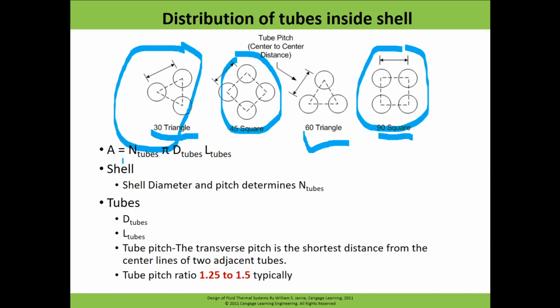When we find the area for heat transfer, the total area for heat transfer becomes the number of tubes multiplied by pi d L. And the number of tubes depends upon the shell diameter. Here you need to notice that the tube pitch, which is the center to center distance of two tubes, can typically vary from 1.25 to 1.5 times the diameter. So it's a pitch ratio: pitch over diameter can be 1.25 to 1.5 typically.